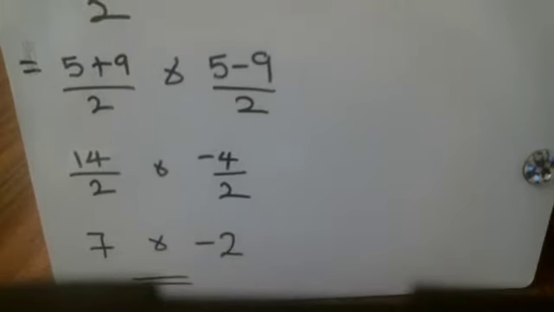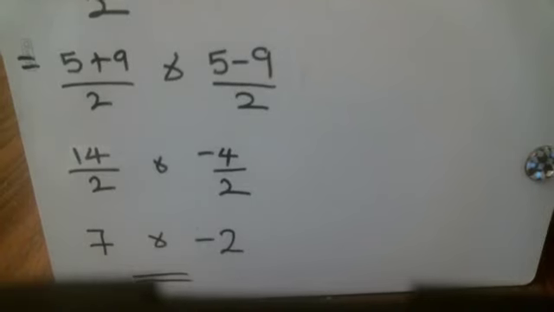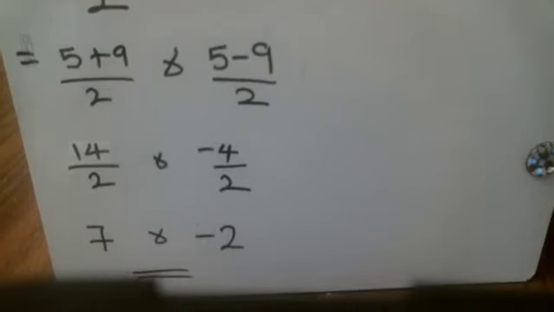Therefore, here we have 14 divided by 2 will give us 7. And minus 4 divided by 2 will give us minus 2. So these are the two answers for x. X is equal to 7. X is equal to minus 2.